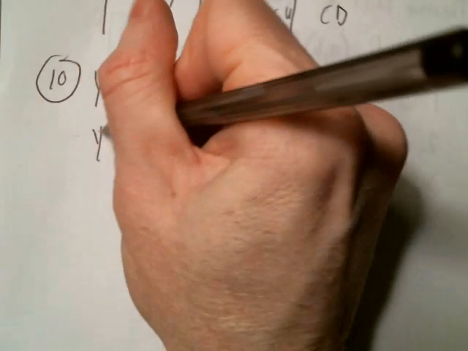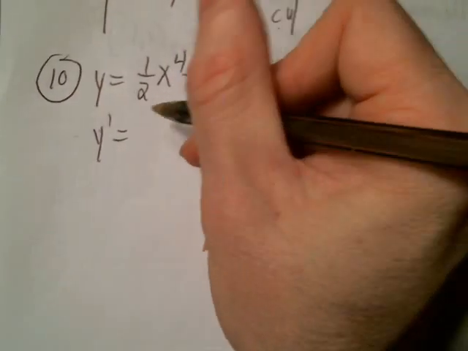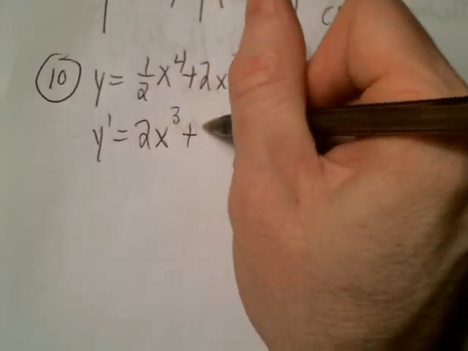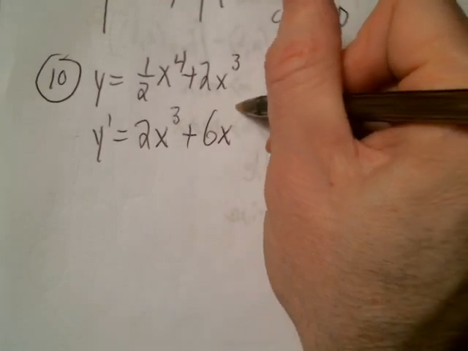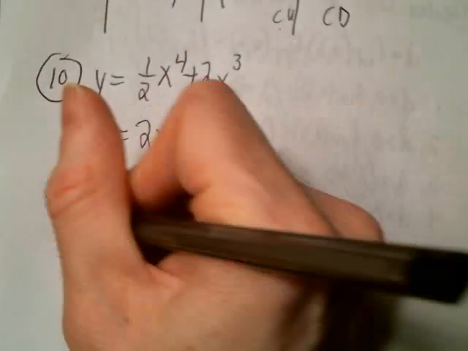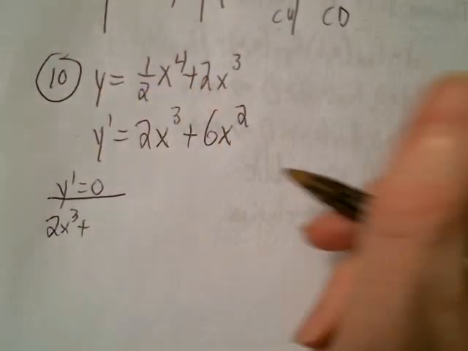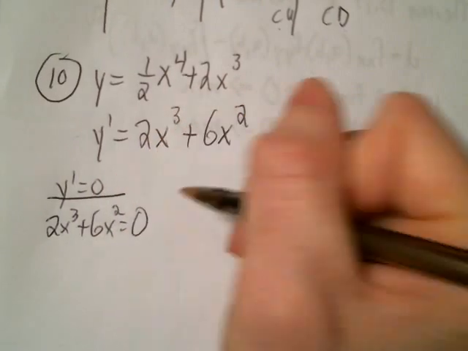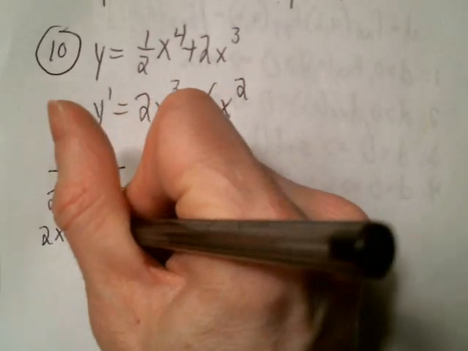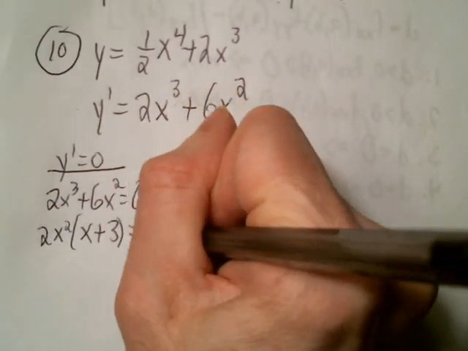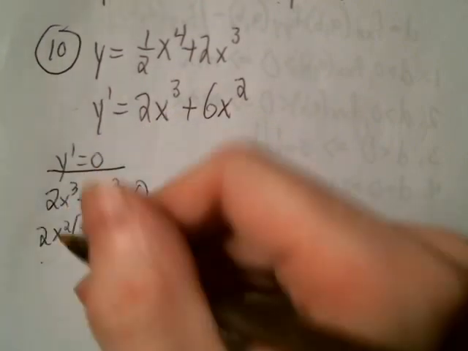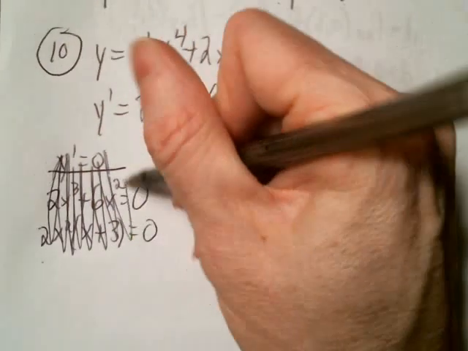Right? Okay, so y prime is going to be 4 times a half is 2, x to the 4 minus 1 is 3, plus 3 times 2 is 6, and then x to the 3 minus 1 is 2. Right, so I need to find where that's 0. So I have 2x cubed plus 6x squared is 0. I'm going to factor this, so 2x squared, and I'll have x plus 3 is 0. Looks like I'm getting two critical numbers, or potential, well, oh, I don't need to even do this for this problem. I should have read my directions, right?